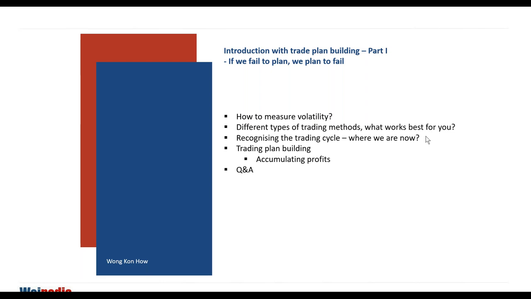And at the end of it, today is part one. In part two, I'm going to share with you the trading techniques. But today, I'm going to talk about accumulating profits for short-term trading. So we're going to discuss that too before the Q&A.